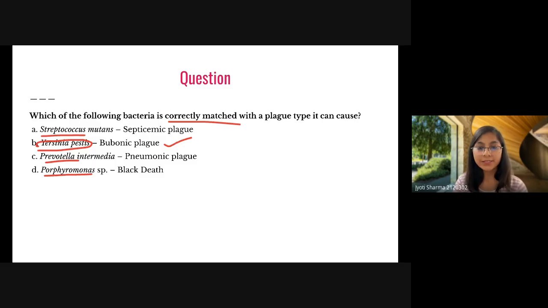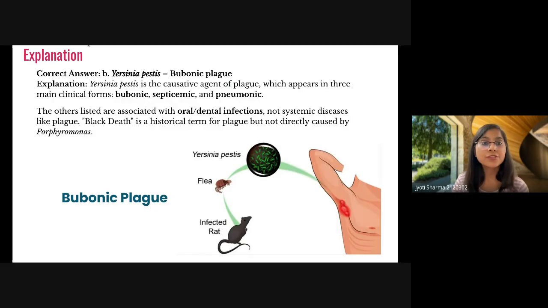And the bacteria A, C, D, these are not the bacteria that will cause the plague, but these are found in the mouth. So that's why B is the right answer. And I also have some explanation here. And this is causing the bubonic plague.